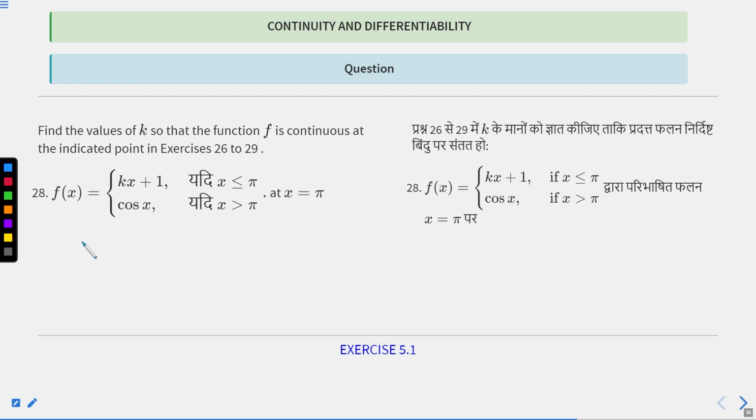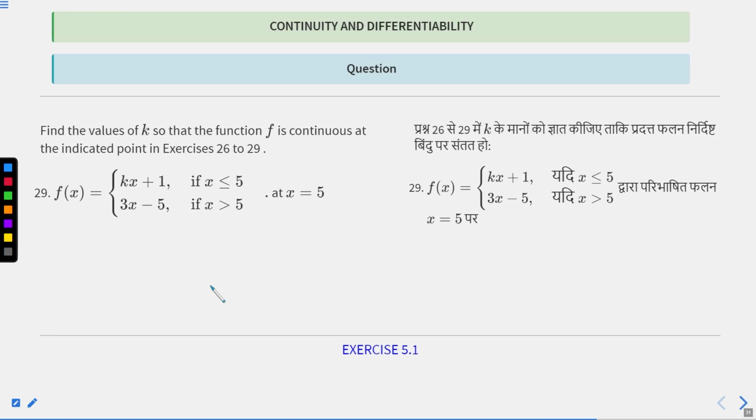Okay, problem number 28. Now f(x), f of pi will be what? k pi plus 1. This will be the same as the limit as x tends to pi from the positive side, or from the right hand side. So cos x, now this will be cos pi. Cos pi is minus 1. So this will be what? This will be k equals minus 2 by pi. So your value will be k equals minus 2 by pi.